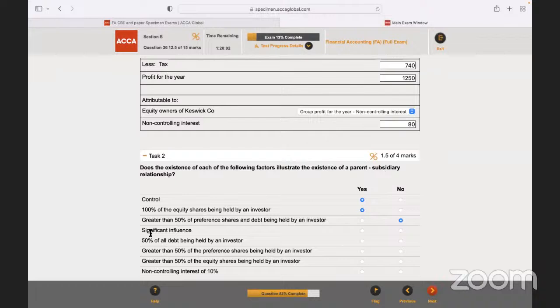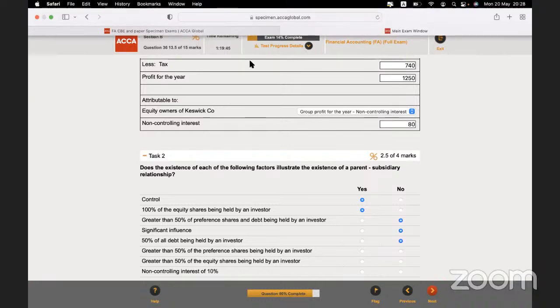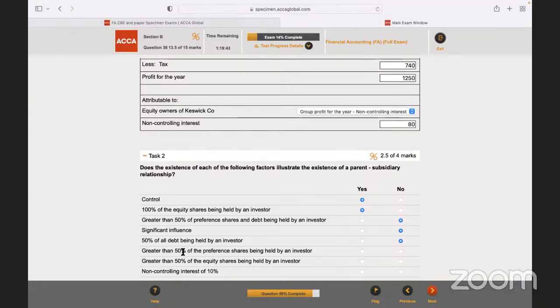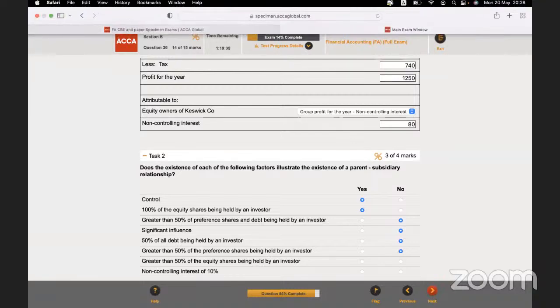Okay, right. Next one. Significant influence. No, guys, significant influence is whom? Associate. Okay, so therefore that is not subsidiary. Right, 50% of all debt being held by an investor. No, guys, that has to be ordinary share. You have to buy ordinary share, not debt, not preference share. Greater than 50% of preference share. No, guys, it has to be ordinary share.